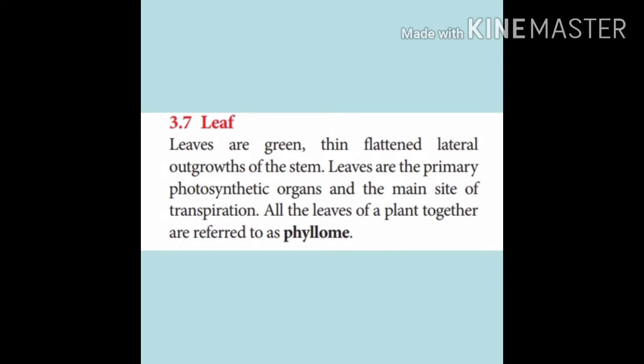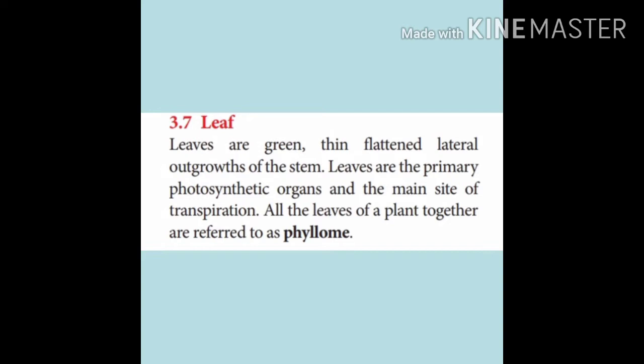A leaf is a green, thin, flattened lateral outgrowth from the stem. As you know, they grow towards the side. They are exogenous in origin, that is, they originate from outside, not from within.